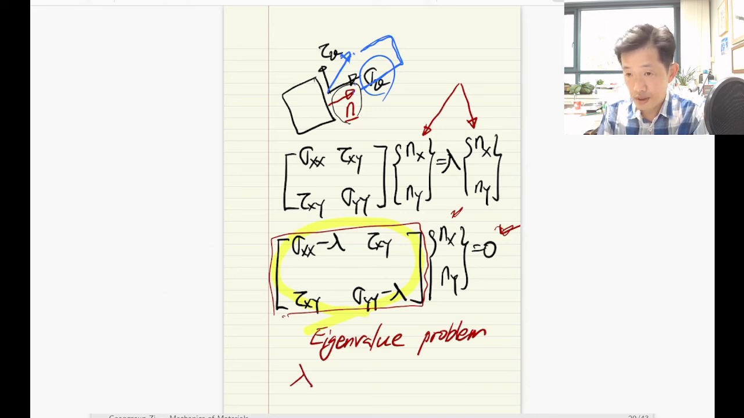If you solve this, it is a quadratic equation, so we have two different lambda values. They correspond to the maximum and the minimum principal stresses in our discussion of the stress state. And this is the mathematical background for the principal stresses. You understand? Okay, then how do you extend this to a three-dimensional configuration?